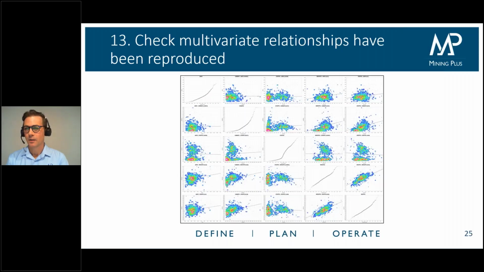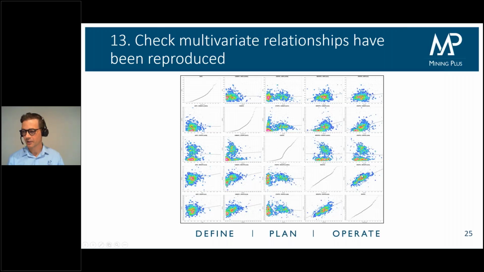And then checking that the multivariate relationships have been reproduced. So we're looking at here a scatter plot matrix, and these are the variables plotted against each other: organic carbon versus arsenic, total carbon versus arsenic, iron versus arsenic, sulfur versus arsenic, total carbon versus organic carbon, iron versus organic carbon, sulfur versus organic carbon, iron versus total carbon, sulfur versus total carbon, and sulfur versus total iron. And on the bottom, it's basically a mirror image of that. And then we have the log probability plots for each through the middle there.